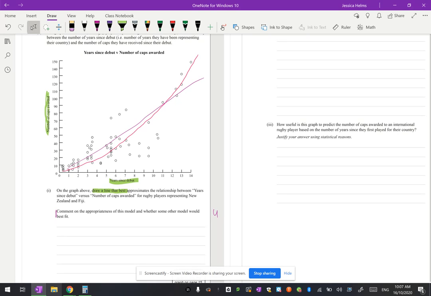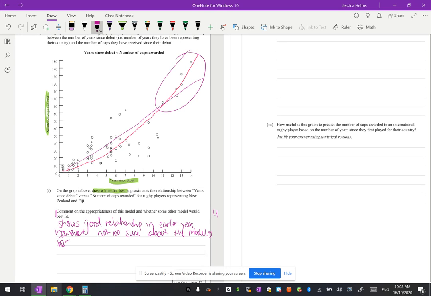So a comment may be something like, with the linear line, say something like, it shows a good relationship in earlier years. However, not too sure about the modeling for, especially up here, it gets really vague. So for 10 years plus.